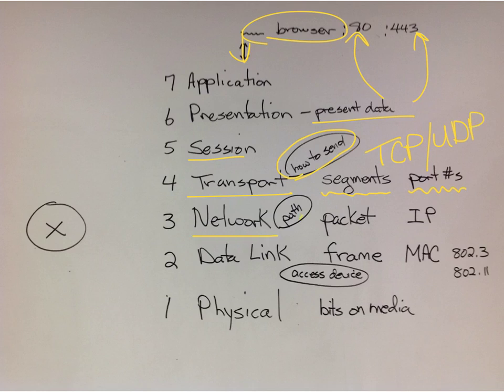Talk about the network layer. What is the best path? Here we call it a packet, and we give it an IP address. Talked about the data link layer, and we created a frame. And we talked a little bit about a MAC address if we're doing Ethernet, 802.3, or wireless, 802.11. How do we access the device physically? We put bits on the media. We have those different 3 major types of media.